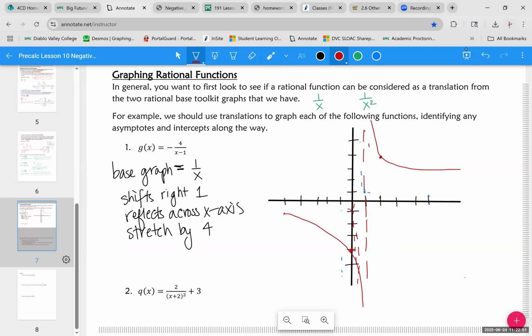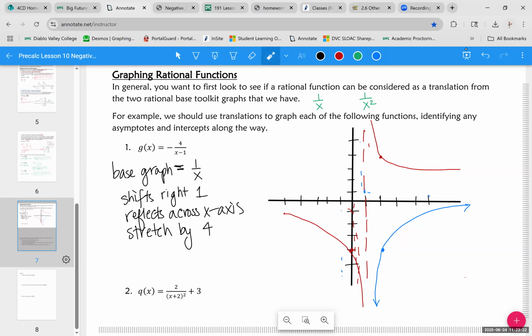I know I haven't reflected yet, but I just wanted to give you that idea of the stretch. So now I'm just going to reflect. I'm going to move what's here down here and what's here up here. So I'm going to take that point at (2, 4) and put it at (2, -4), and draw in my curve here. I have the same horizontal asymptote.